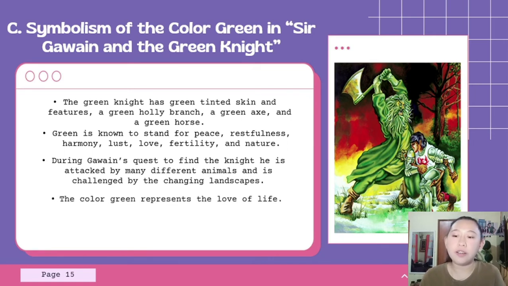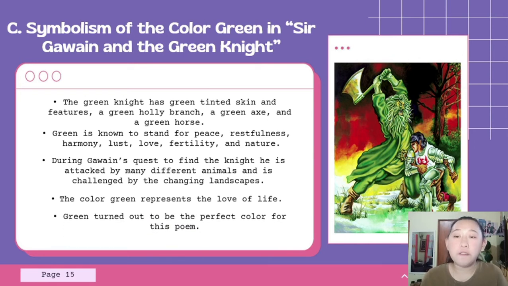So the color green represents the love of life. In the end, Gawain does not die at the hand of the Green Knight. The chapel that was meant for his death brought a new meaning to the color green, which is life. So Gawain is given a second chance and he wears the green girdle to remind him of the lust and unpredictability of his journey. So green turned out to be the perfect color for this poem.